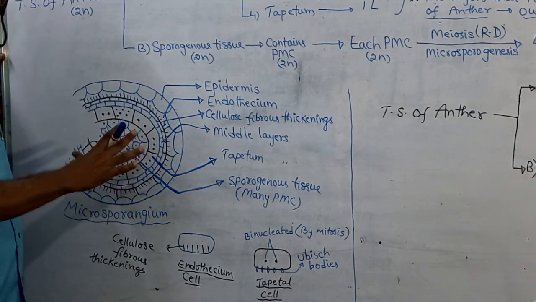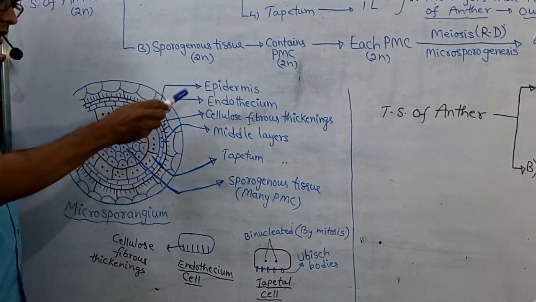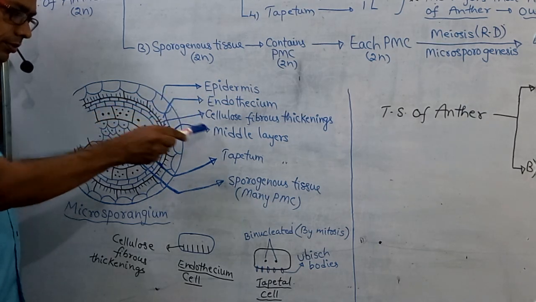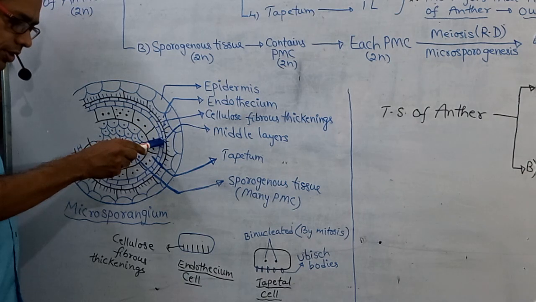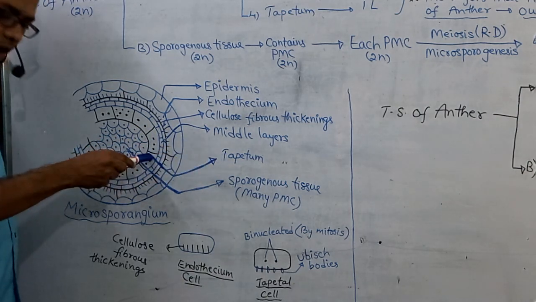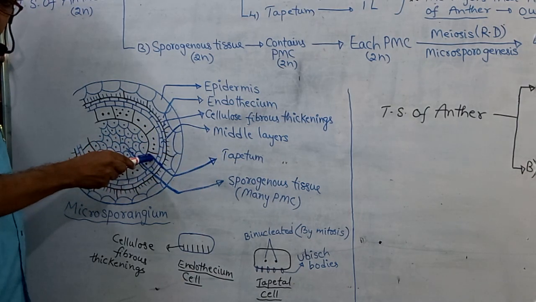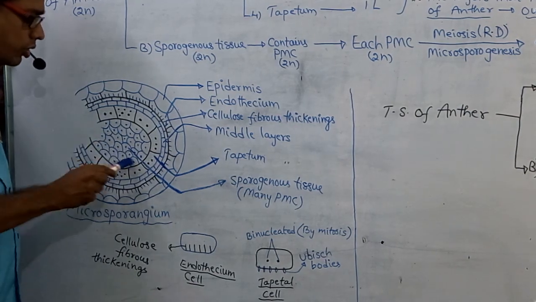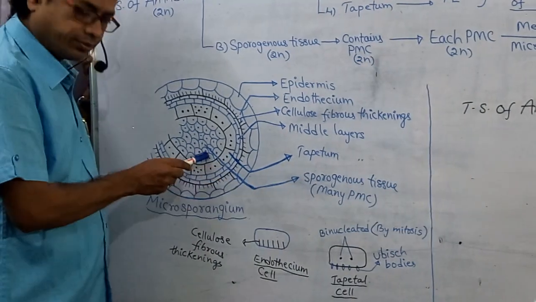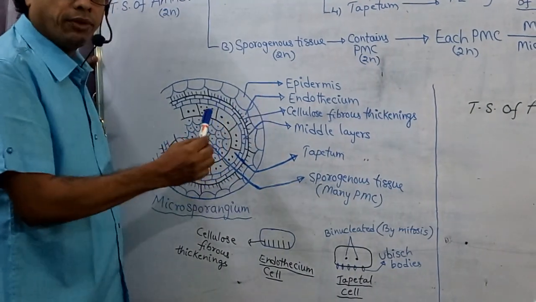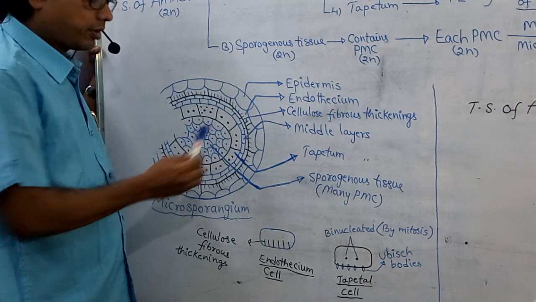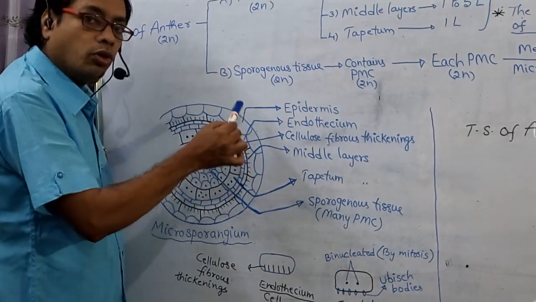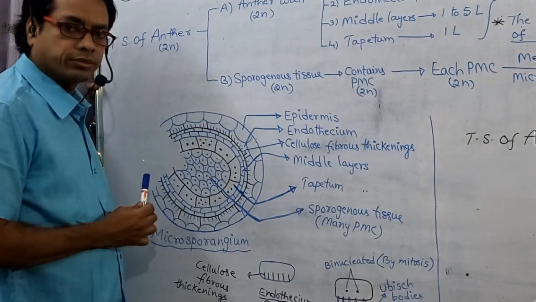Look at this figure, my dear students. Epidermis, endothecium, middle layers, tapetum. These wall layers are found in anther wall, and this is the sporogenous tissue. Right, one by one I will explain.